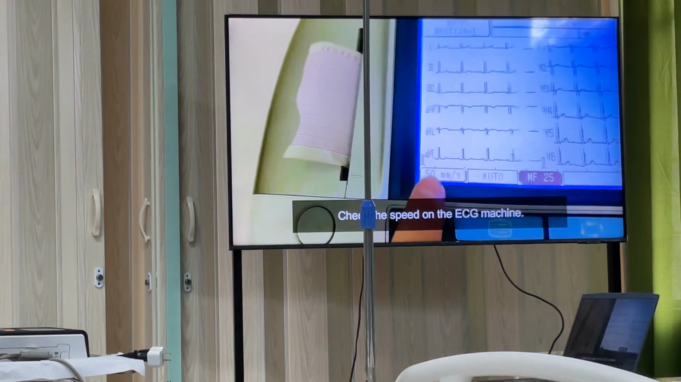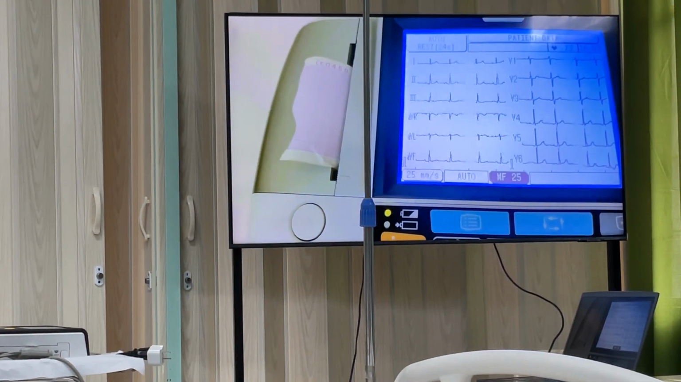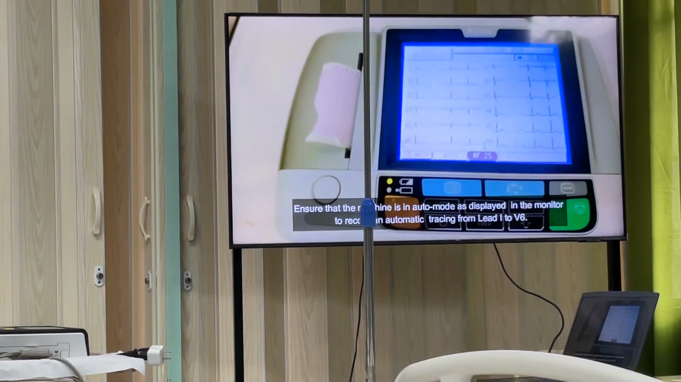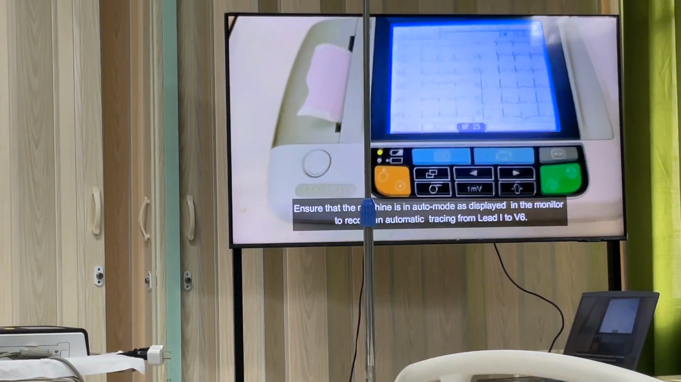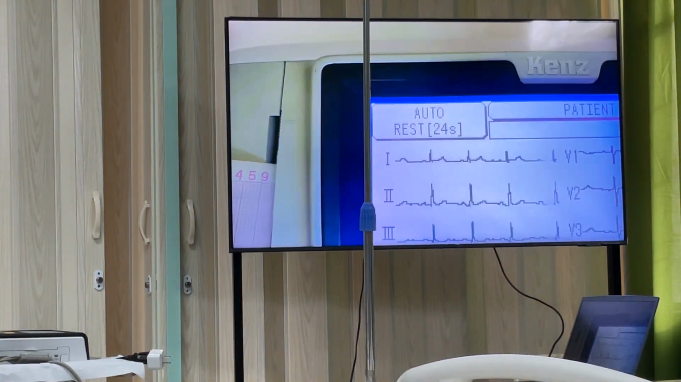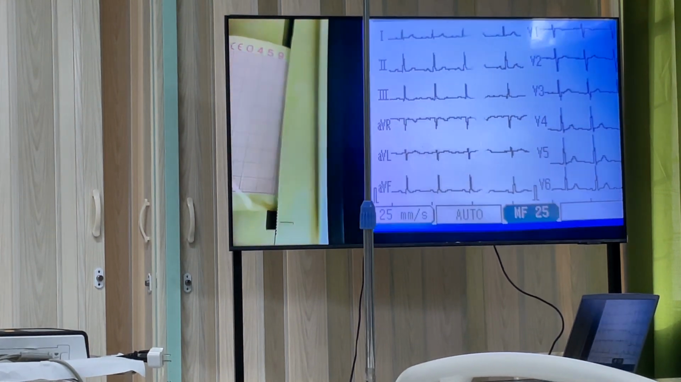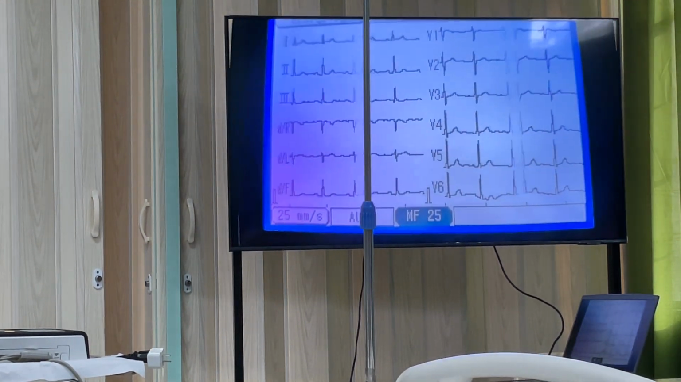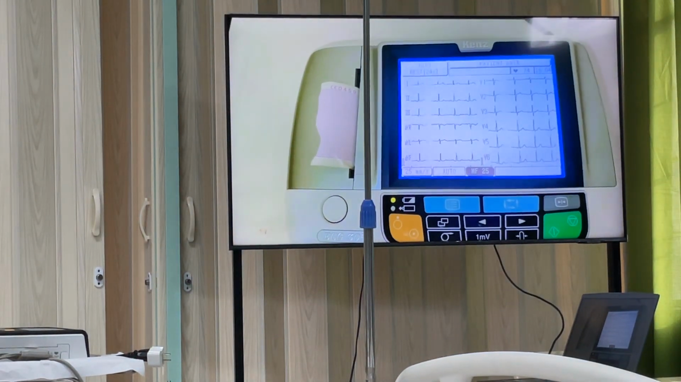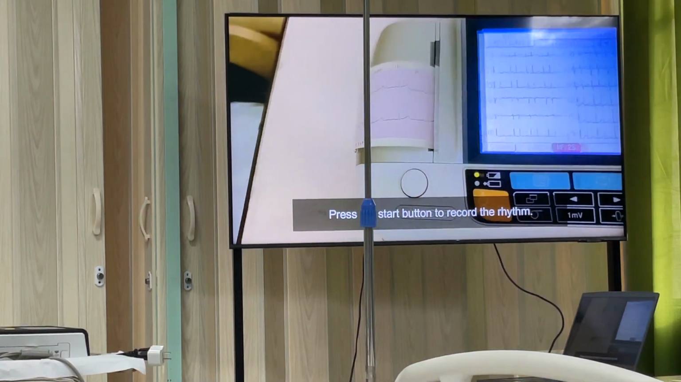Check the speed on the ECG machine. It should be set to the standard reading of 25 millimeters per second. Ensure that the machine is in auto mode as displayed in the monitor to record an automatic tracing from lead 1 to V6. Press the start button to record the rhythm.